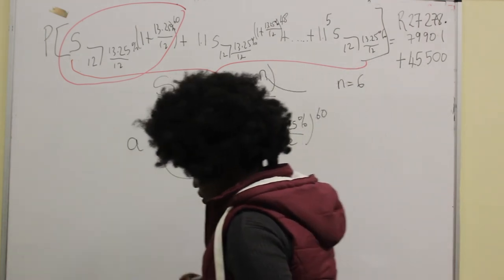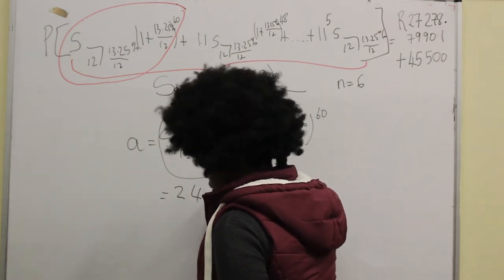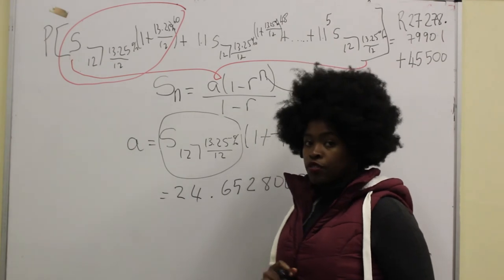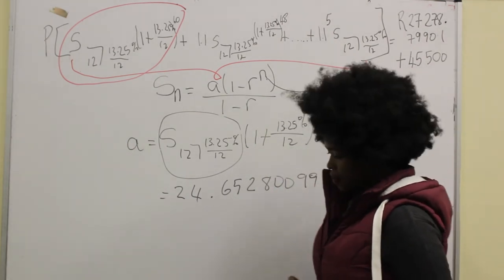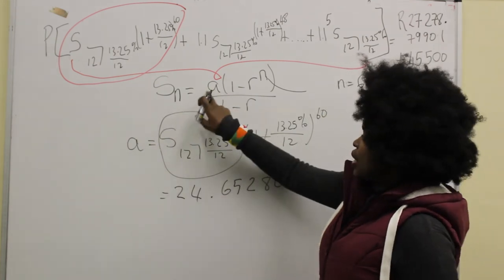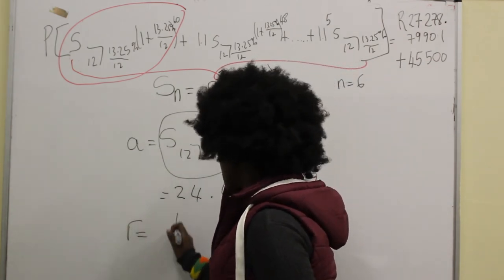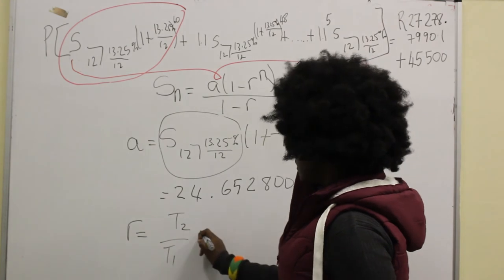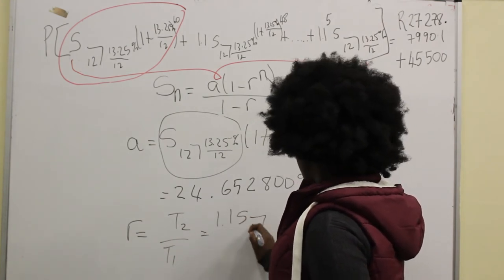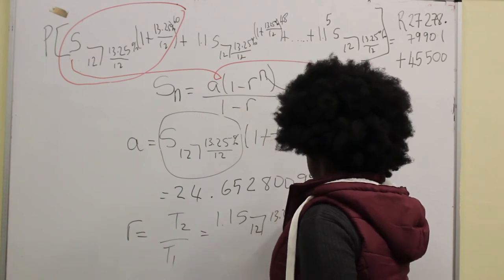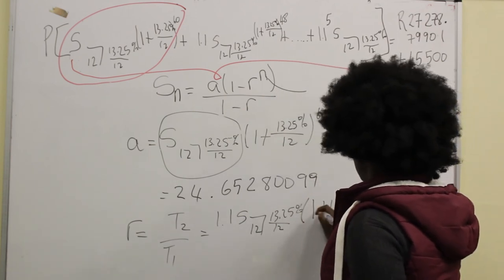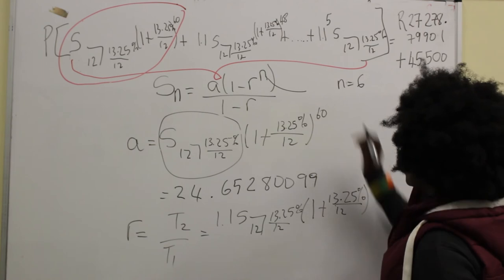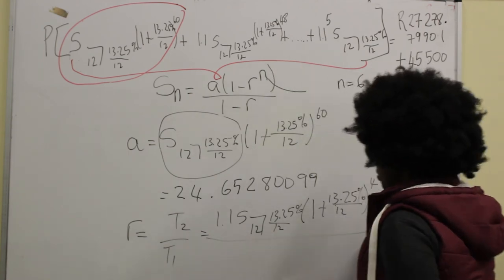So A1 is 24.65280099. Now that you know A, you must go to find R. R is the second term divided by the first term. Term 2 is 13.25% divided by 12 multiplied by 1 plus 13.25% divided by 12, to the power 48, and then divide by term 1.